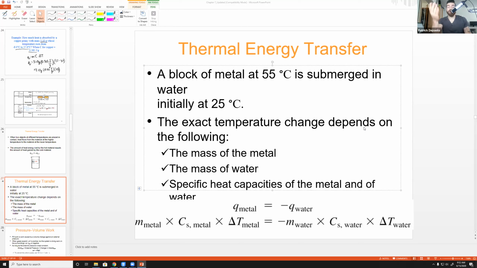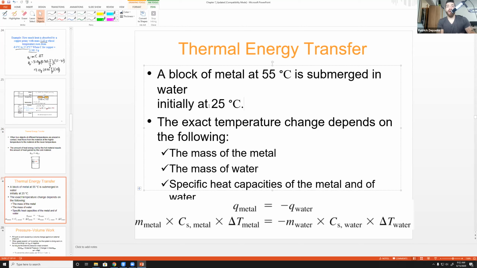Let's say it's 30, 32, 31. It'll probably be closer to 25 than to 55, because water has a high heat capacity, which makes it stubborn. It's not going to want to change temperature as readily as the metal. The metal will change temperature very quickly. So it'll probably be 30, 31. And there's a lot happening here.